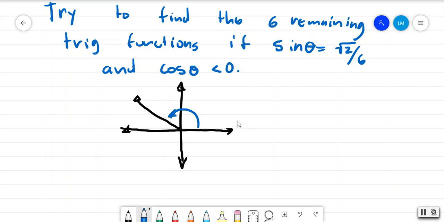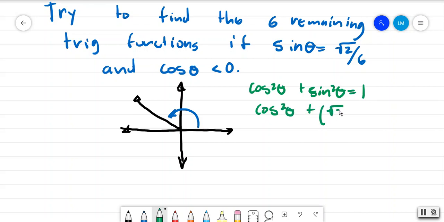In this case, you have many different options to figure out the remaining trigonometric functions. I would probably say, if you want to use cosine squared theta plus sine squared theta equals 1, you can, because that's going to give you cosine squared theta plus root 2 over 6 squared equals 1. I'll just leave it at that because you can see that you can solve for cosine, but don't forget that it's going to be negative. Once you get cosine, you can get cosecant, secant, tangent, and then cotangent.